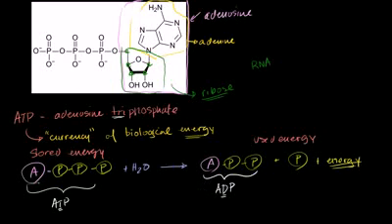And then here I drew the 3 phosphate groups, and this is their actual molecular structure, their Lewis structures right here. That's 1 phosphate group. This is a 2nd phosphate group. And this is a 3rd phosphate group, just like that.